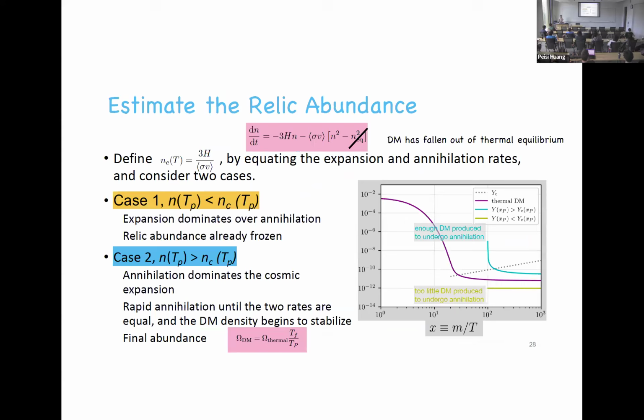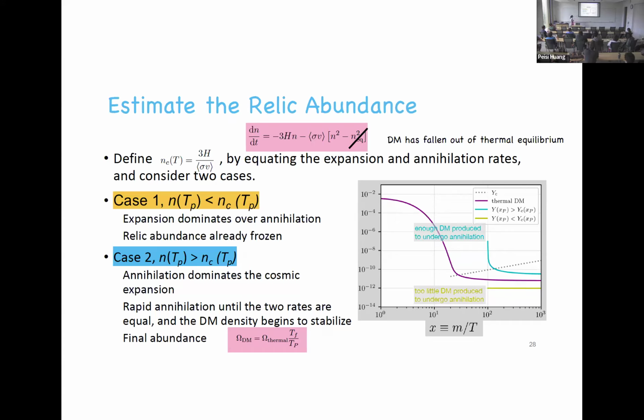So we can do a quick estimation of the relic abundance. Since the dark matter is being produced after the freeze-out, we can ignore the equilibrium term. What matters here is the competition between the expansion and annihilation. To trace that, we define a critical number density by equating the expansion and annihilation rates. Let's consider two scenarios. The first one is shown in this yellow line, in which the number density at the production, which in our case is the phase transition, is lower than the critical number density. In that case, the expansion dominates over annihilation, and the relic abundance is already frozen at the time of production, so it's not a very interesting scenario.